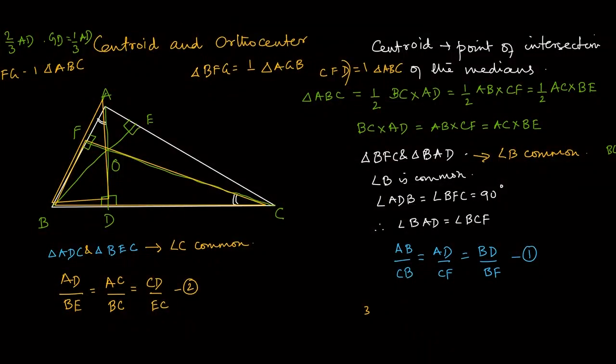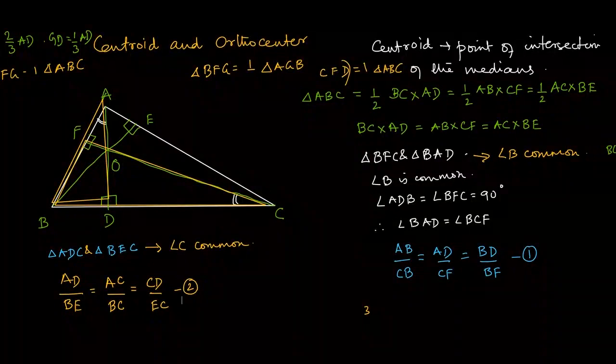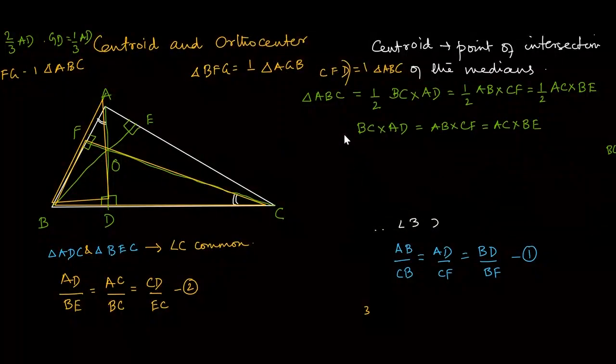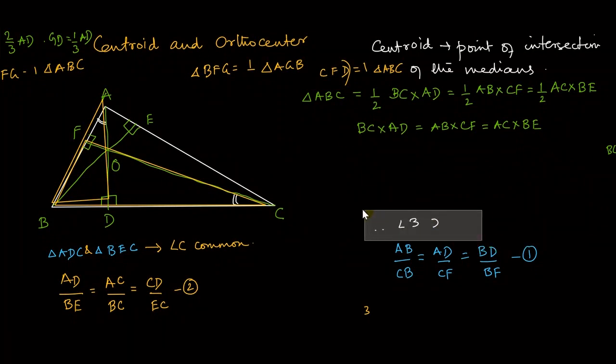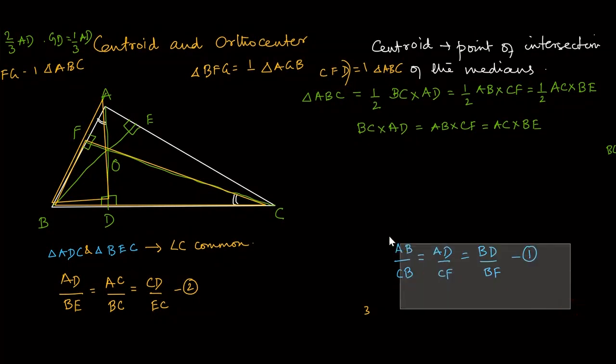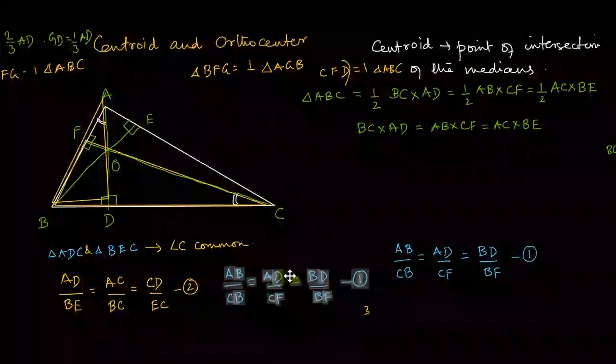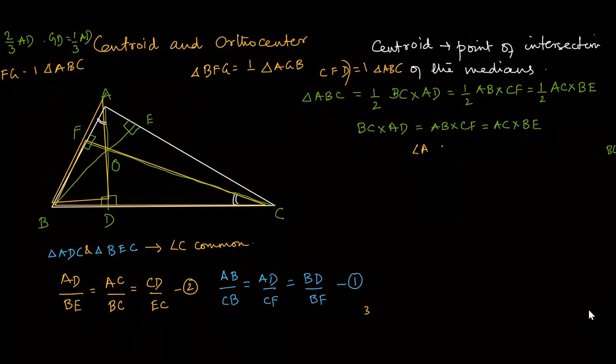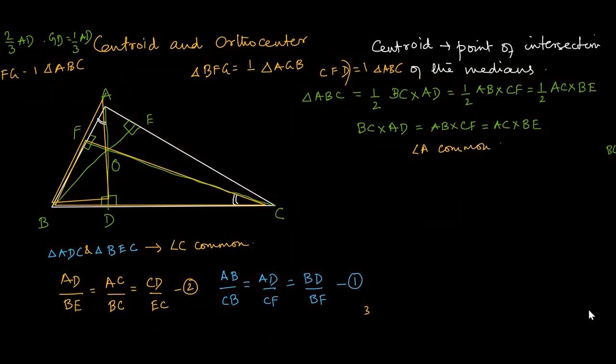And similarly, I will have to choose another set of triangles to get another equation. And I'll tell you why I'm doing this once we do that. So tell me the third set of triangles that we'll choose. This time we will take angle A common, right? Triangle ABD and triangle.